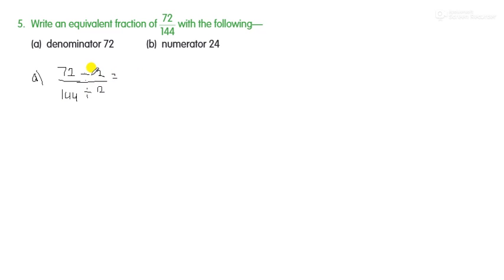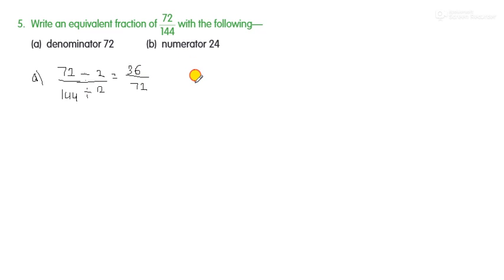Here 2 36s are 72, again 2 72s are 144. So we have divided the numerator and denominator by 2. So we got the denominator as 72. Here 72 by 144 and 36 by 72 are the equivalent fractions.